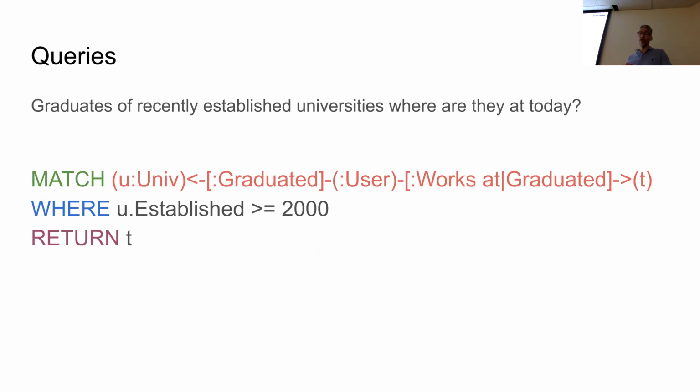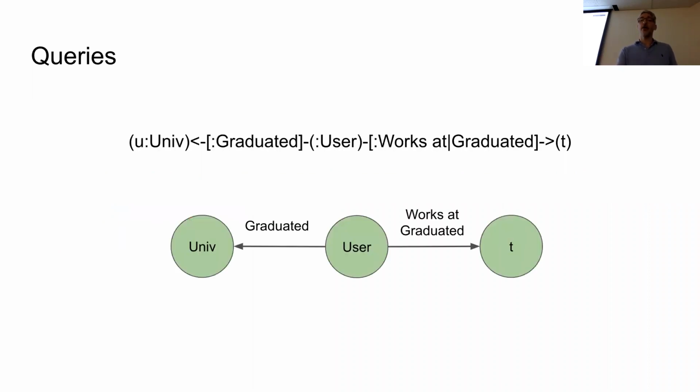So let's do just another query to see another GraphBLAS operation. This one is asking, for a user who had graduated from a recently established university, where are they at today? They might have graduated from other universities, or they might be working at some companies. So once again, we will focus solely on the pattern.